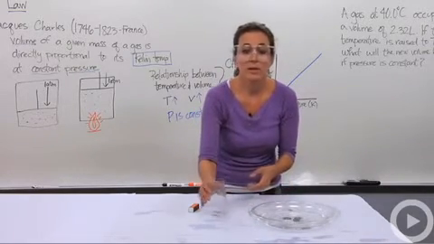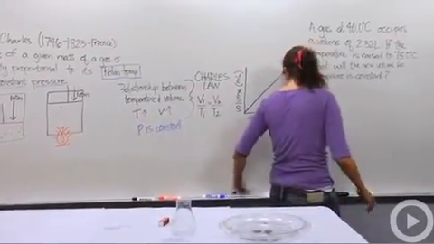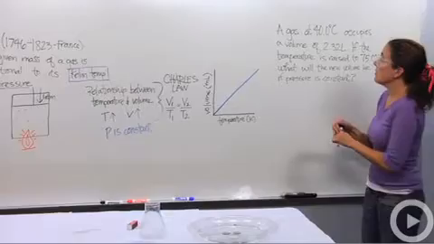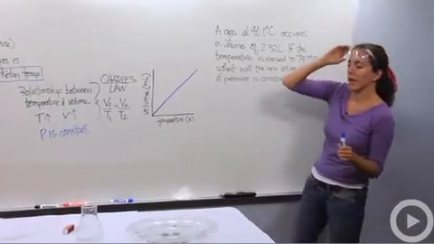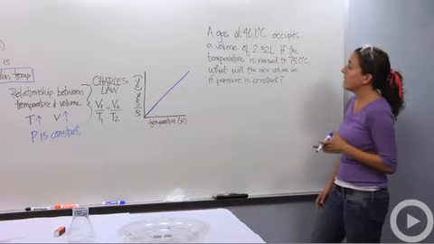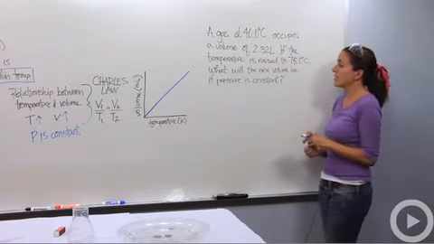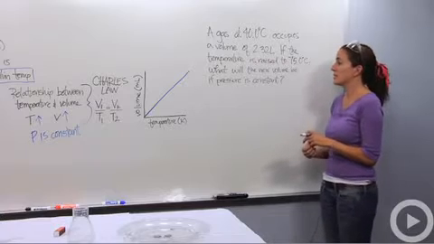Okay, so let's do a problem that you might see in class. I'm going to take off my goggles. I don't need them anymore. A gas at 40 degrees Celsius occupies a volume of 2.32 liters. If the temperature is raised to 75 degrees Celsius, what will the new volume be if the pressure is constant?